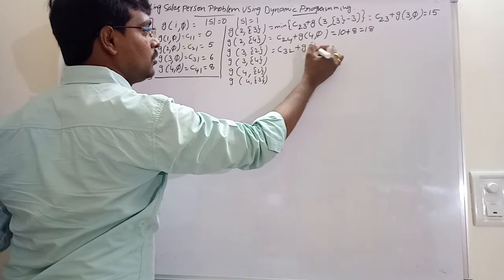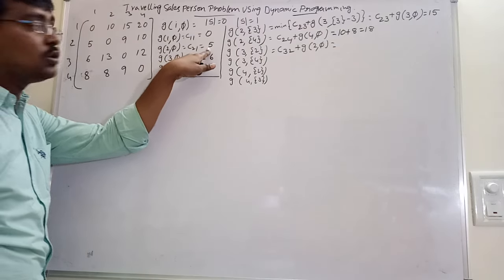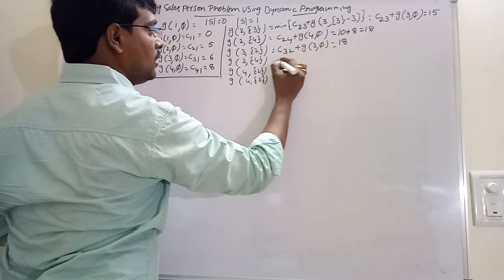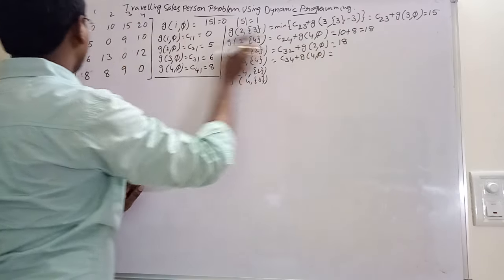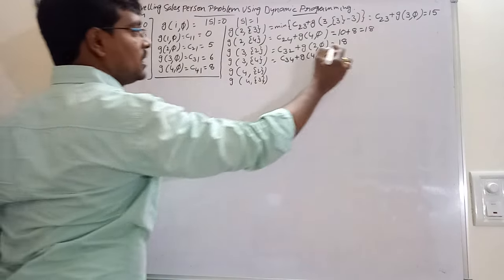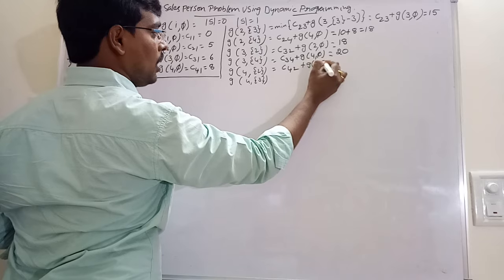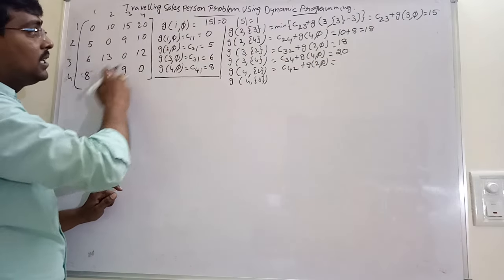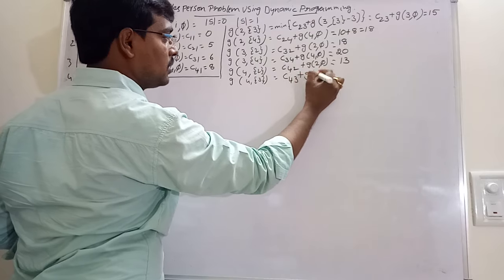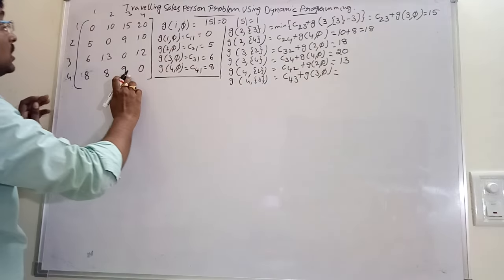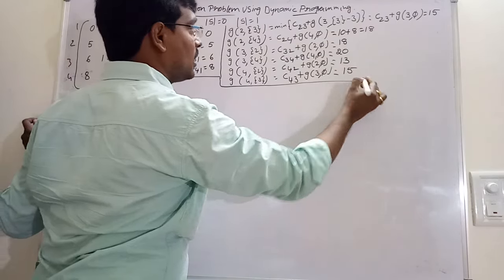C32 plus g(2, empty set): C32 value is 13 plus 5, that is 18. C34 plus g(4, empty set): C34 value is 12 plus 8, that is 20. C42 plus g(2, empty set): C42 value is 8 plus 5, that is 13. C43 plus g(3, empty set): C43 value is 9 plus 6, that is 15. So |S| equals 1 is completed.